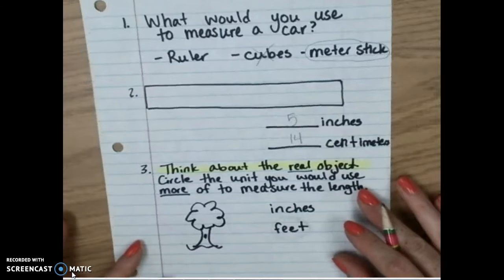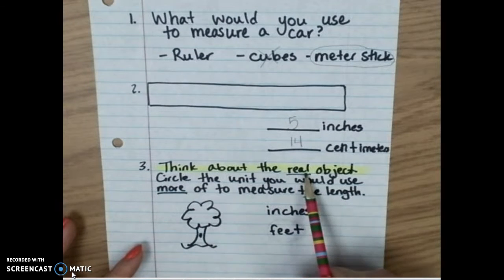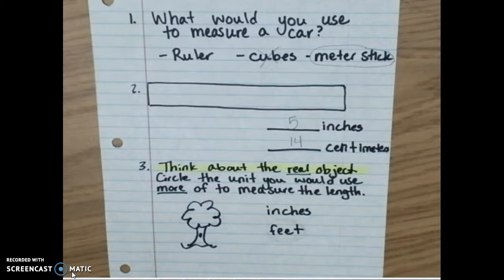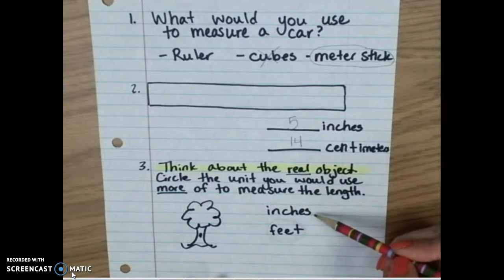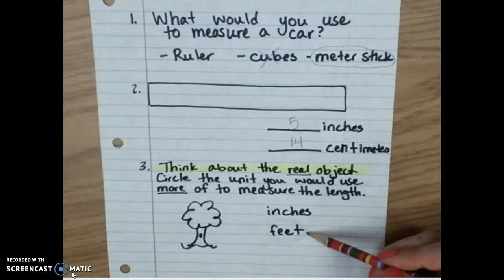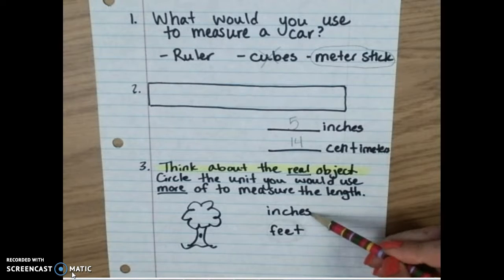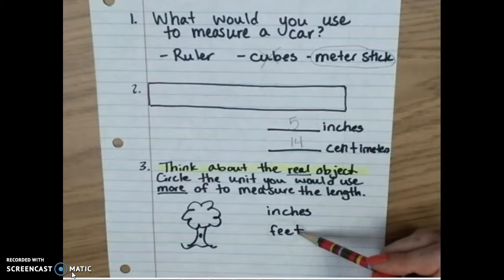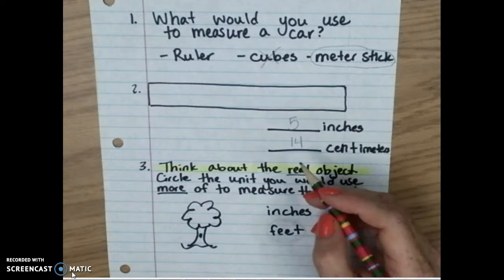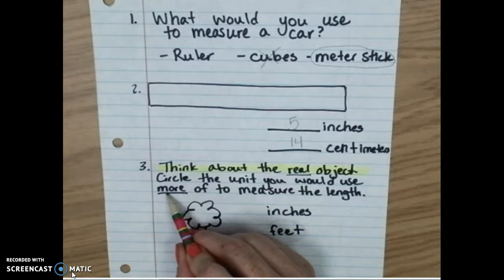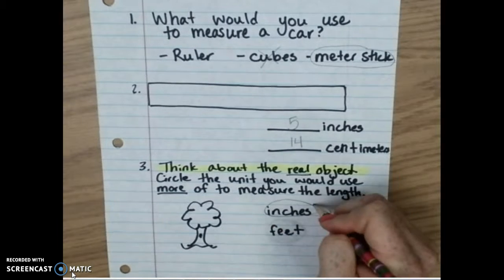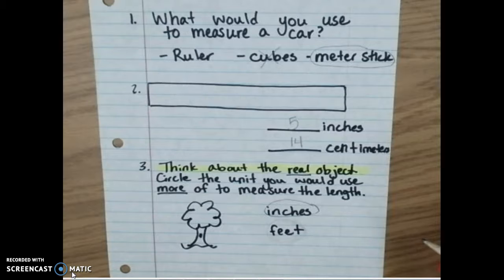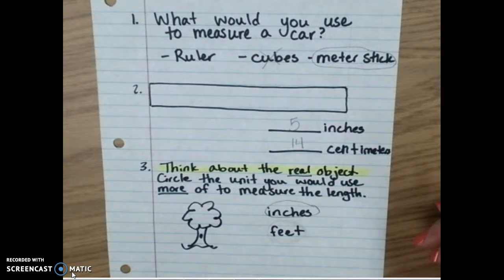Right here. Okay, so that part of the question says think about the real object, so a real tree. Then it says circle the unit you would use more of to measure the length. Well, I know that it takes 12 inches to equal 1 foot, so I would need a lot more inches to measure the same tree than I would need feet, because each time I would use a foot, it would be 12 inches. So if I'm looking at which one would take more units, it would take more inches to measure that tree than it would feet. All right?